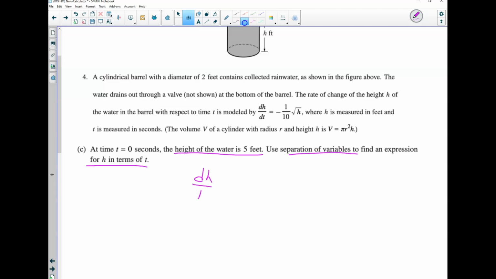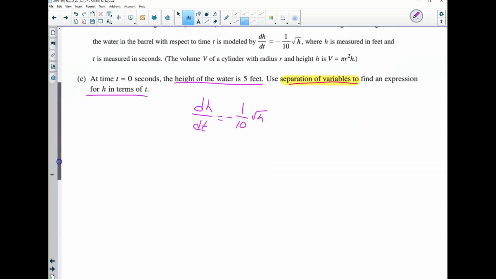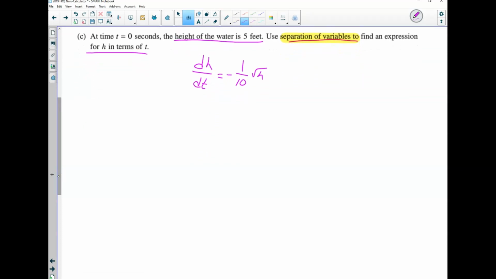I know dh/dt equals negative 1/10 square root h. If you don't use that, you just slit your own throat. Just saying. And I'll tell you in the grading rubric. You have to separate your variables. It was easy. I did it in my head. Then show you separated your variables. I like to see this as h to the 1/2 dh equals negative 1/10 dt.